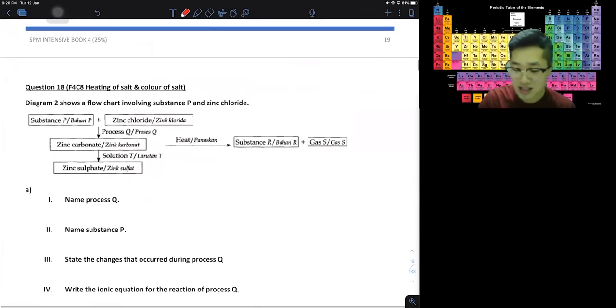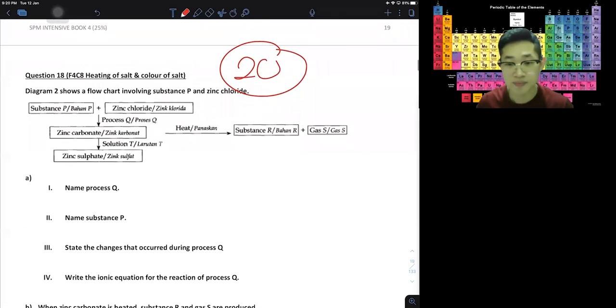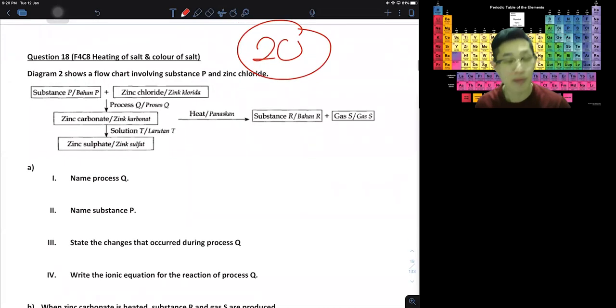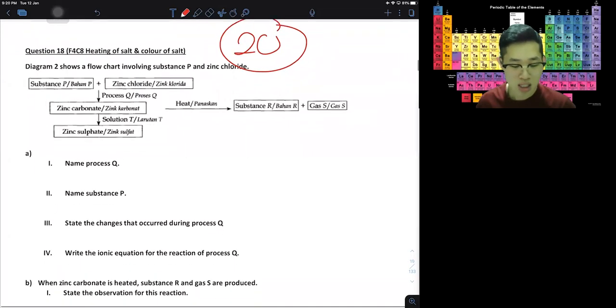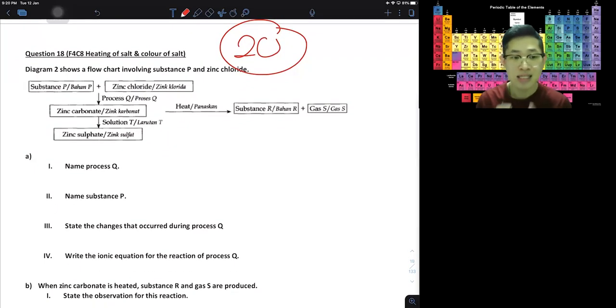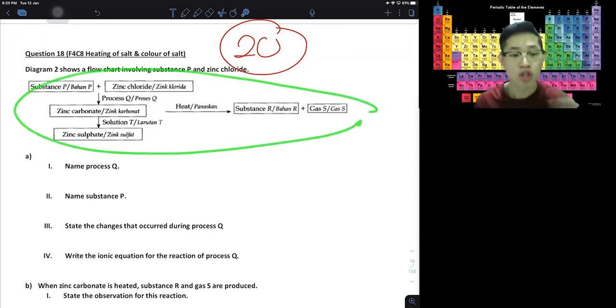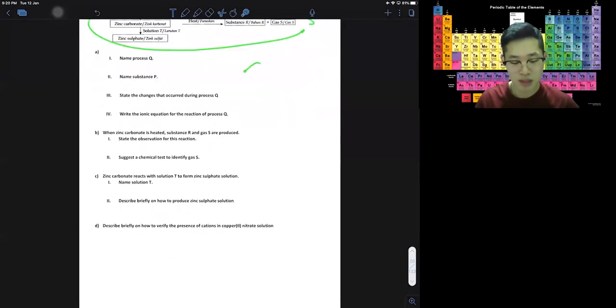Question 18, page 20. Am I going too fast or too slow? Page 20. Same, 1 minute. Solve this diagram. No need to do the questions below. Don't do the questions below. Start lagging already. GG.